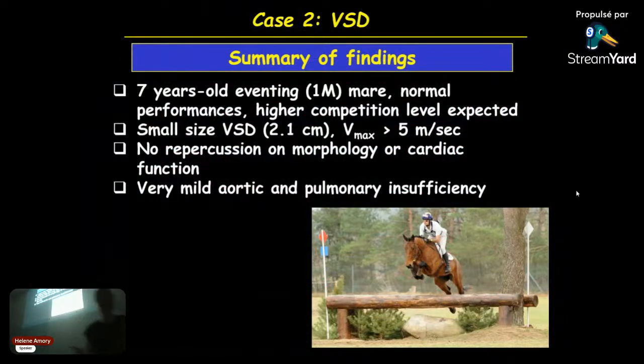The summary in this horse: this mare is performing well, absolutely no clinical signs. She has a small ventricular septal defect, 2 centimeters. The maximal speed of the shunt is higher than 4.5 meters per second. It's more than 5. And there is no dilation of the ventricle or of the atrium. There is no mitral regurgitation. No very important pathology associated. There is a very mild aortic and pulmonary insufficiency associated, but that's it.